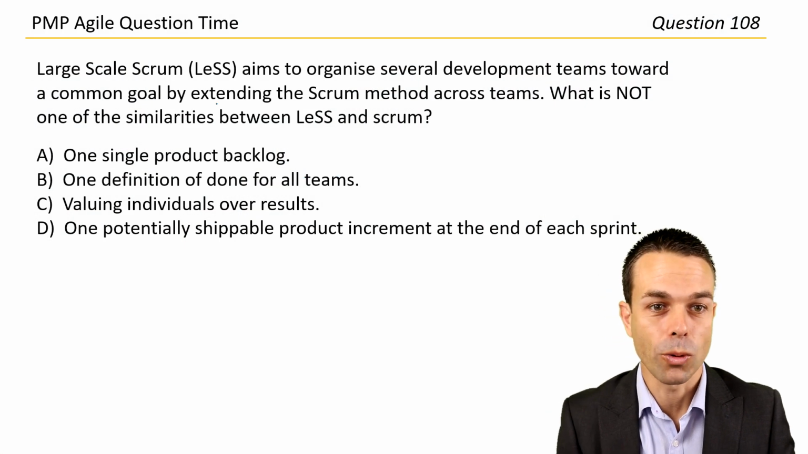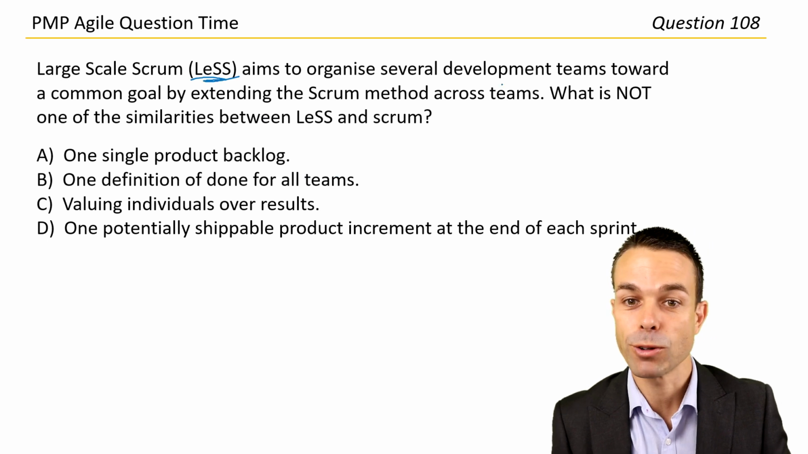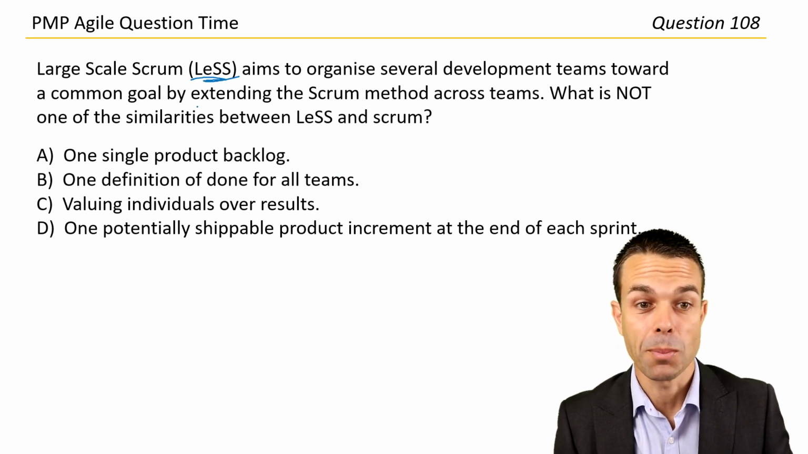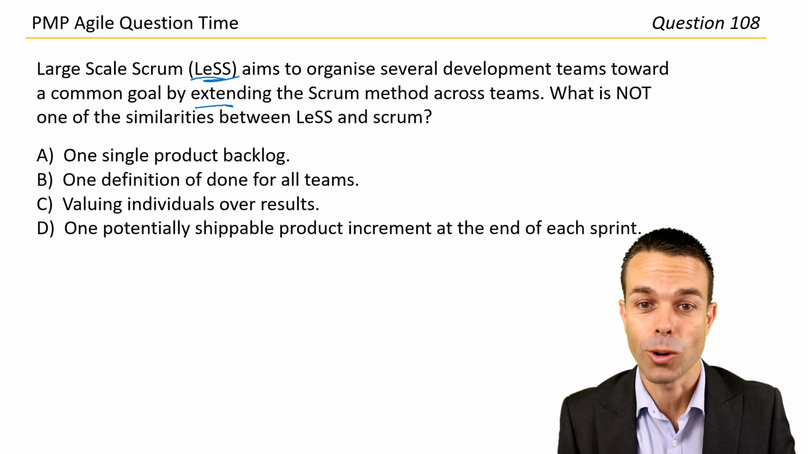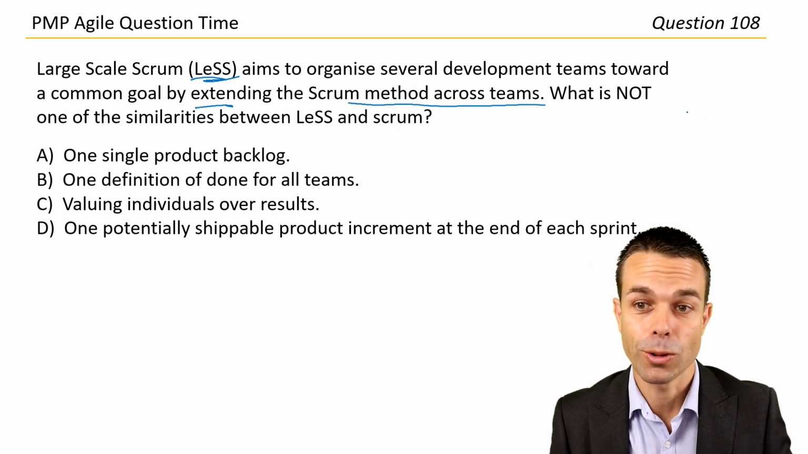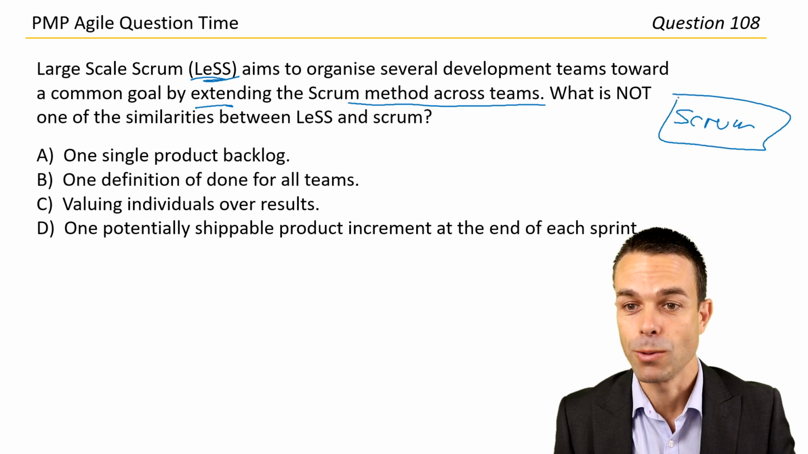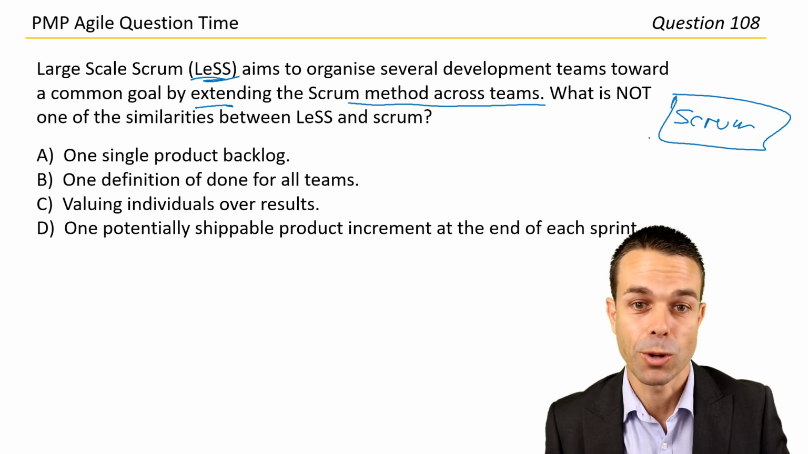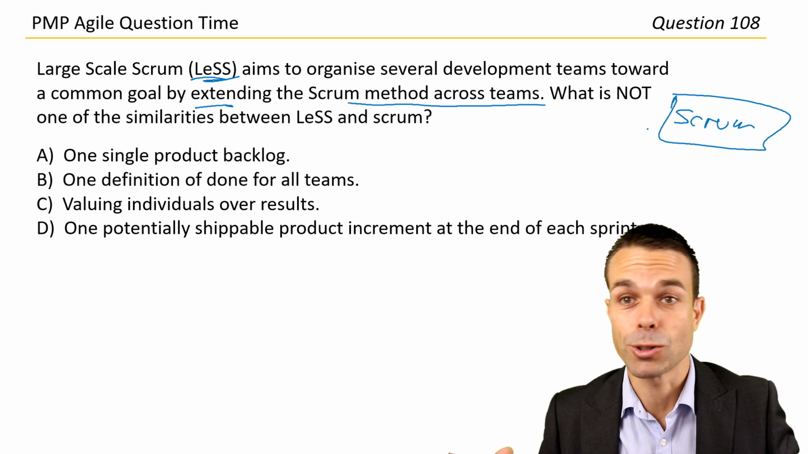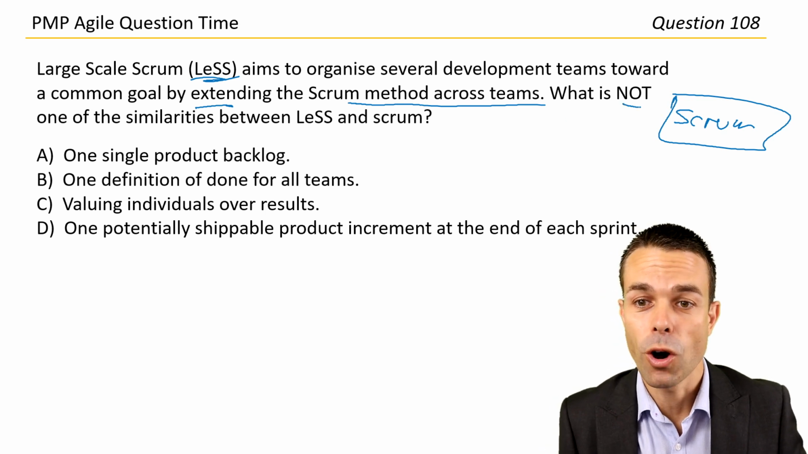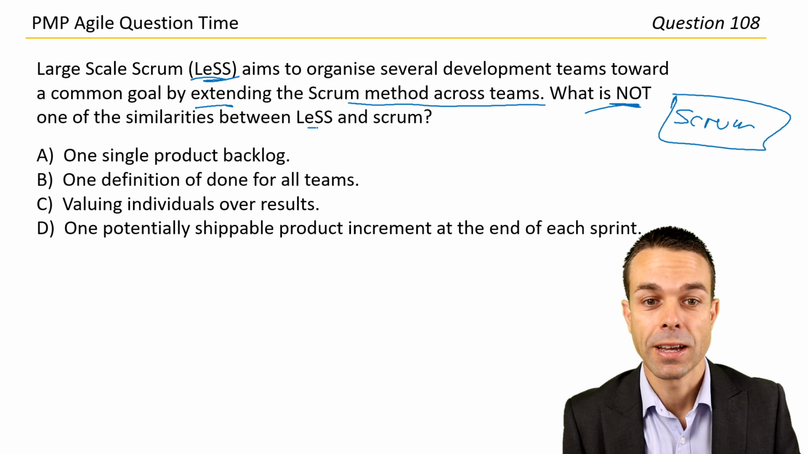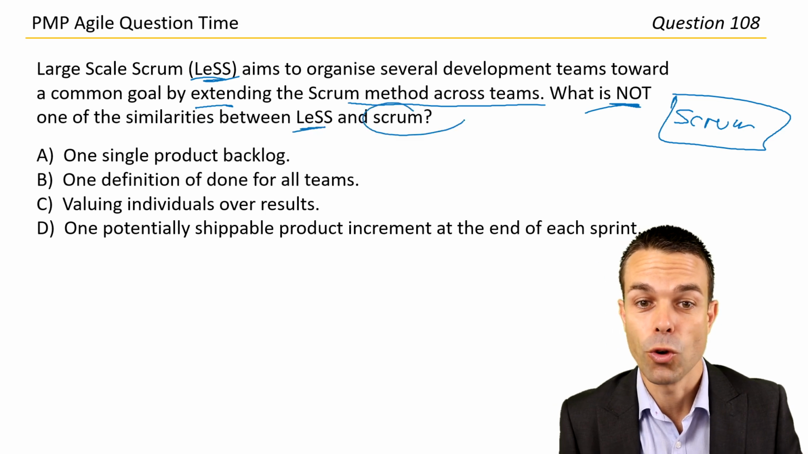Large-scale Scrum, or LeSS, aims to organize several development teams toward a common goal by extending the Scrum method across teams. So, we all know Scrum. We've got our daily stand-ups, our iteration planning, our retrospectives and all the other ceremonies. But now we're doing that across multiple teams across the organization. So what is not one of the similarities between large-scale Scrum and normal Scrum?